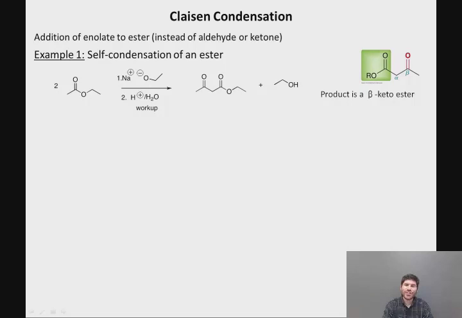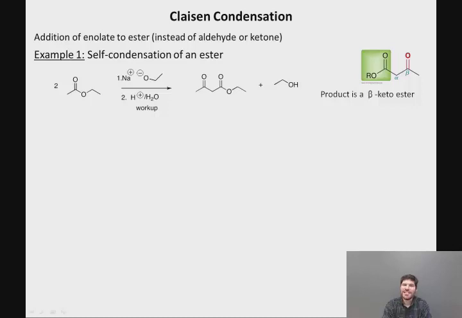So in this reaction, 2 molecules of ethyl acetate, the quintessential ester, are treated first with sodium ethoxide as a base. We'll talk about why that's important in a few minutes. Followed by an acidic aqueous workup. We're also going to talk about why that's important to this reaction.